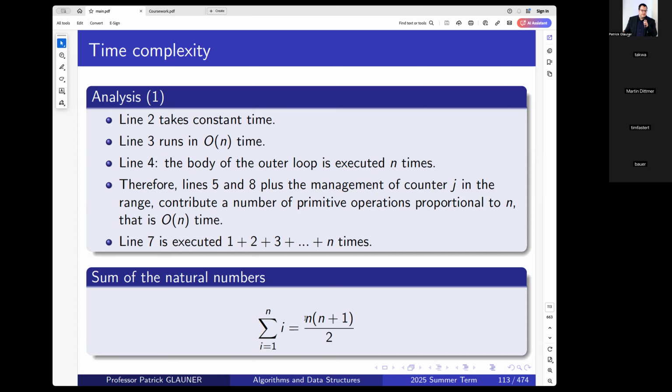Now, what would be the O complexity of this term here? O of what? You can send this to the chat or turn on your mic. This would be O of n squared.